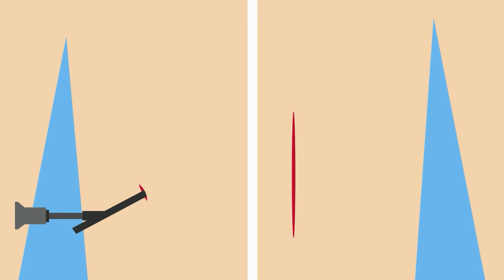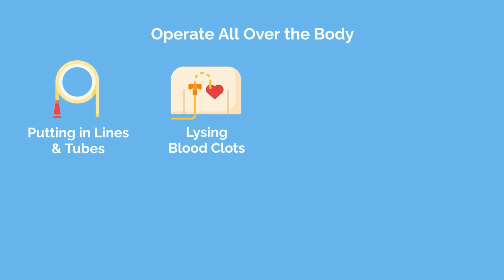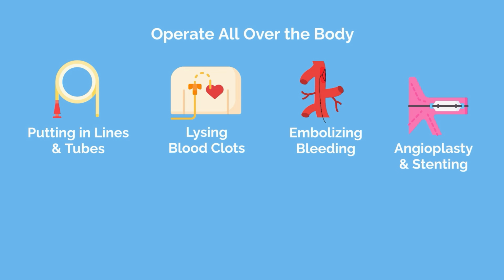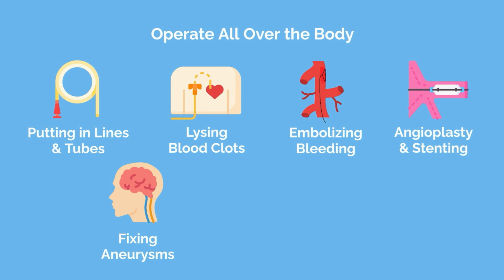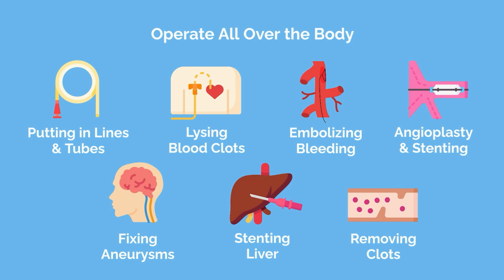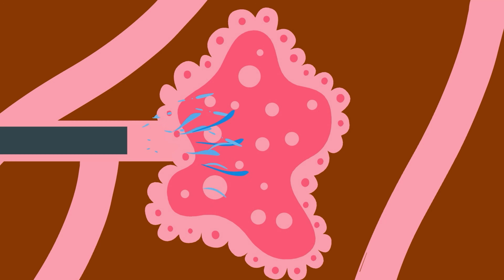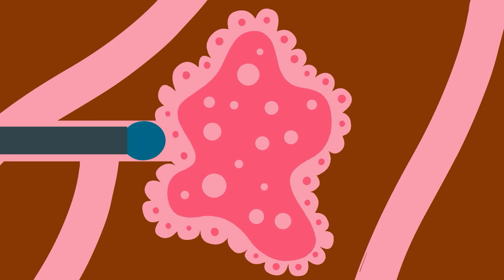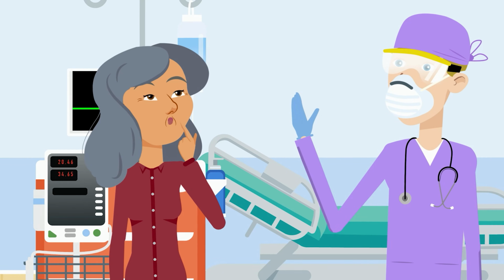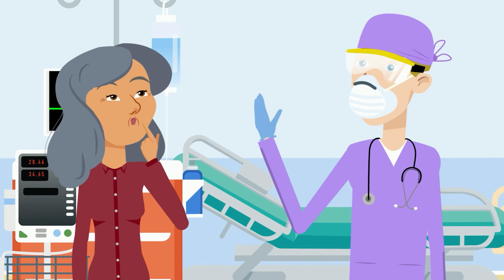small incision. Interventional radiologists operate all over the body, including putting in lines and tubes to drain abscesses or kidneys, lysing blood clots, embolizing bleeding, angioplasty and stenting, fixing aneurysms by filling them with wire coils, stenting the liver in cirrhotic patients, and removing clots causing stroke. Interventional oncology includes treatments for liver and kidney cancer, such as freezing or microwaving tumors, dropping radioactive beads into tumors, and killing off blood supply to the cancer. This is a rapidly evolving field that's given cancer patients more options.